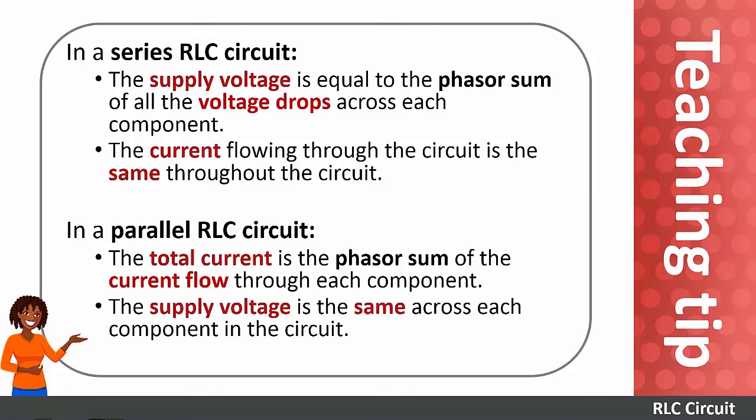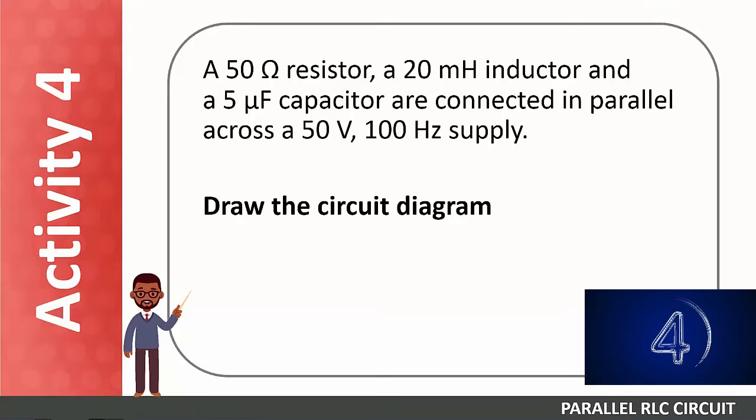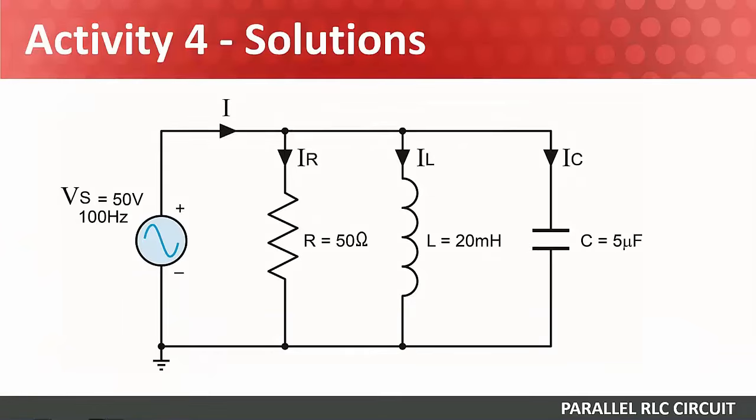Let's do an example. A 50 ohm resistor, a 20 millihenry inductor, and a 5 microfarad capacitor are connected in parallel across a 50 volt 100 Hz supply. Take 5 minutes to draw the circuit diagram. Your circuit diagram should look something like this.